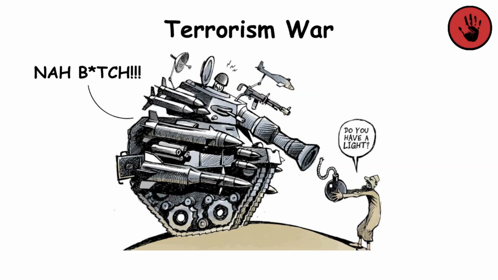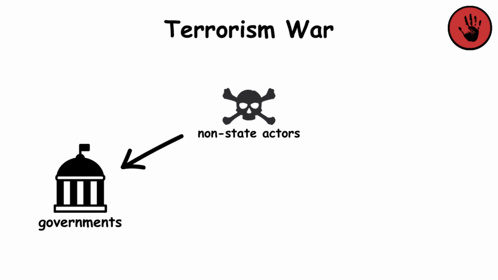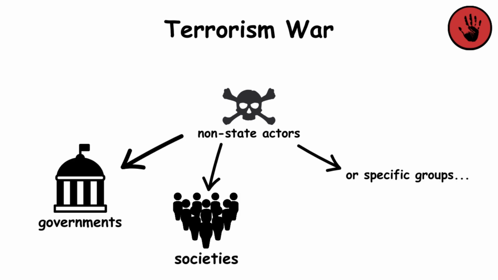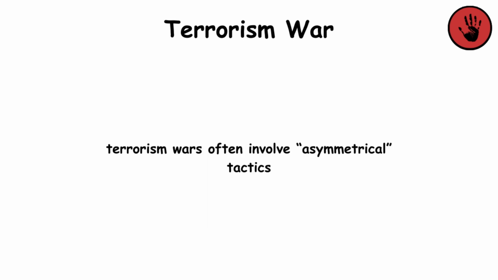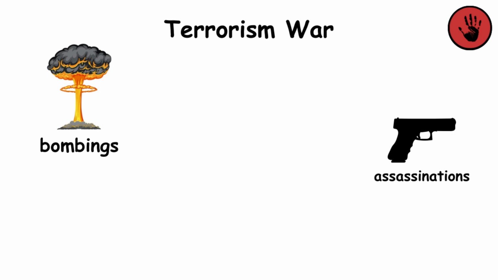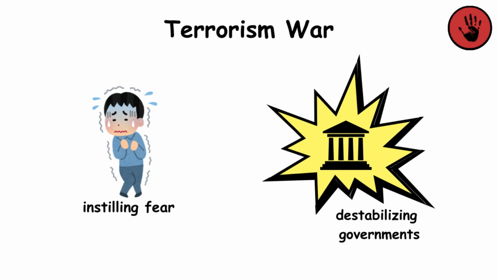Terrorism war. A terrorism war is a conflict characterized by acts of terrorism executed by non-state actors against governments, societies, or specific groups. Unlike conventional warfare between states, terrorism wars often involve asymmetrical tactics, such as bombings, assassinations, and hostage-taking, aimed at instilling fear and destabilizing governments.